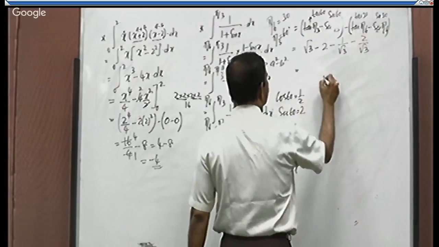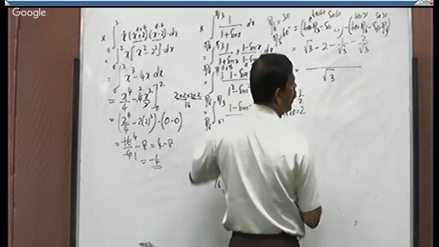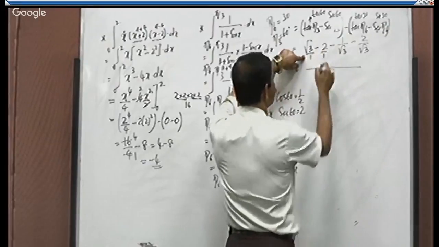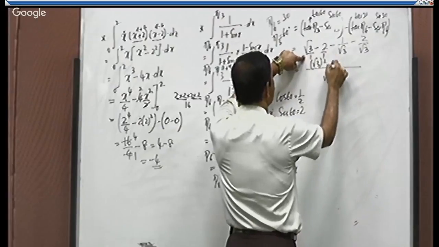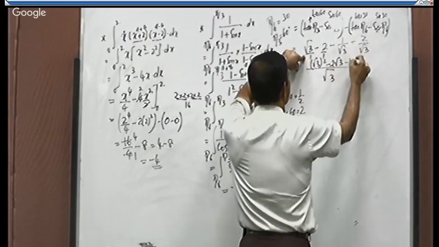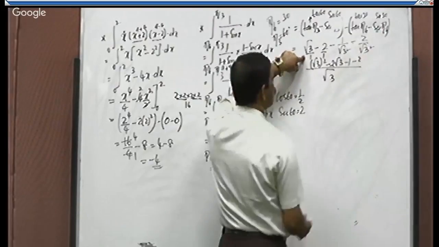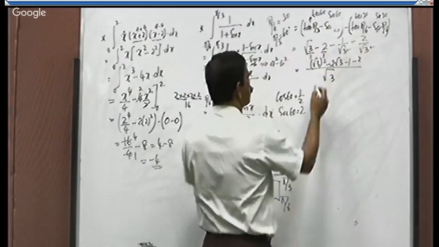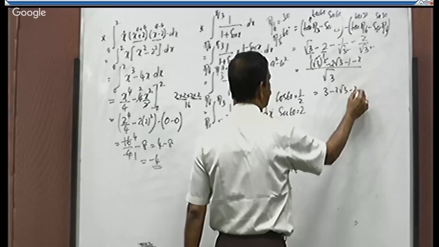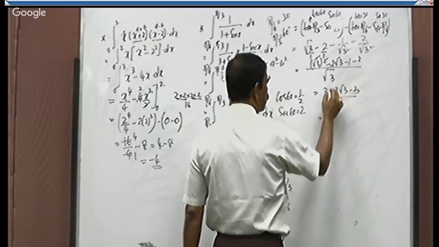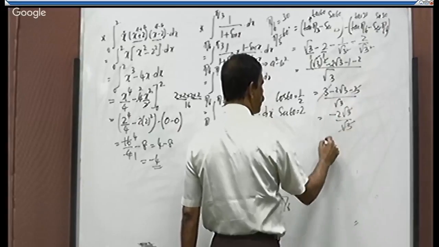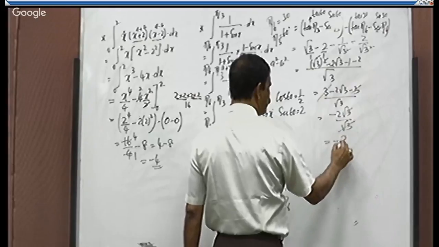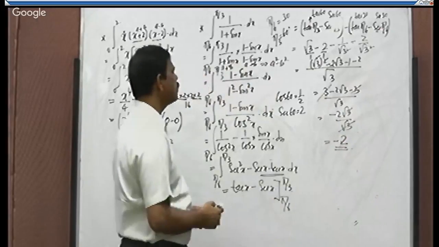Now, if I take root 3 as the LCM, here the denominator is 1. So root 3 into root 3, it is root 3 square, minus 2 into root 3, minus 1, minus 2, because I have root 3 in the denominators. Square root cancels. What is the answer? 3 minus 2 root 3 minus 1 minus 2, minus 3 divided by root 3, or 3 cancels, minus 2 root 3 divided by root 3, again root 3 cancels, it is minus 2. What is the answer? Minus 2 is the answer, right?